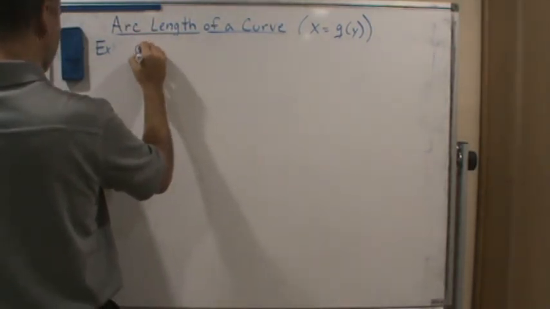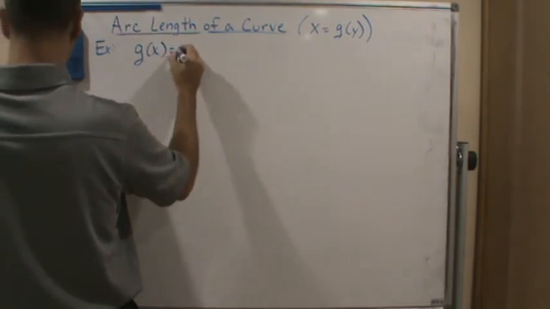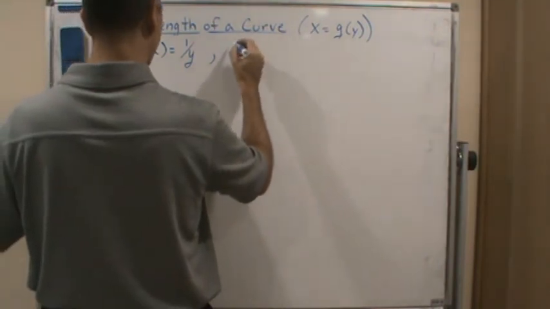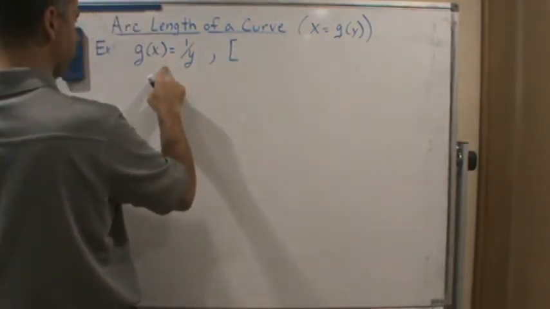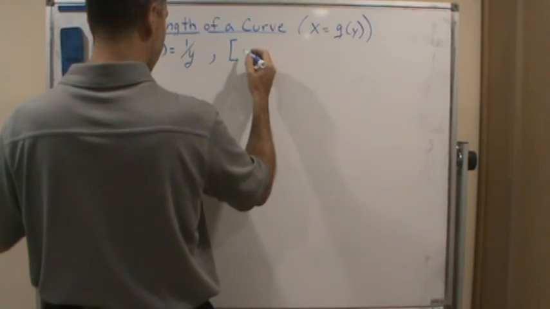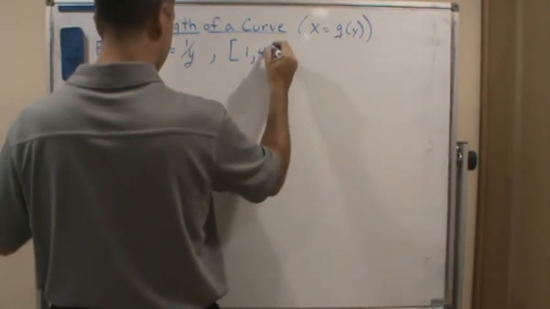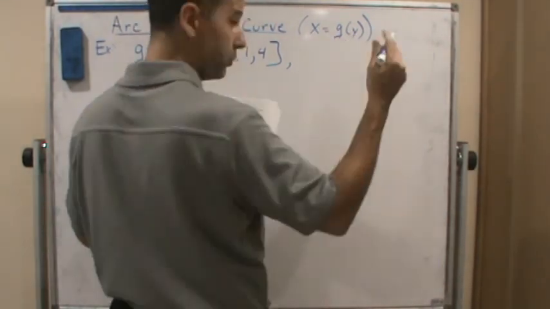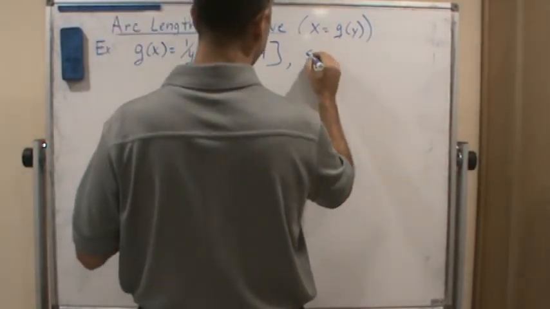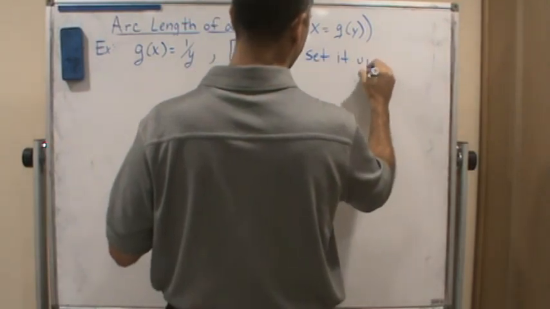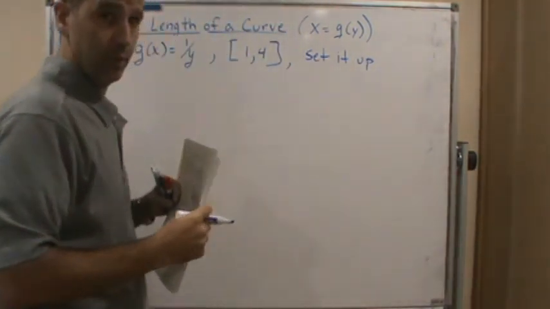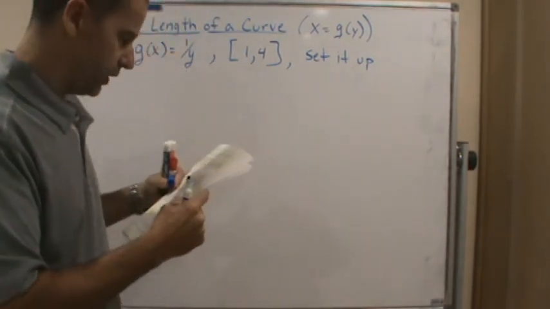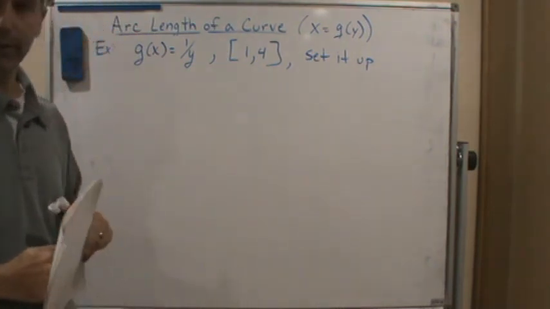So let's give you g of y is equal to 1 over y. We want the arc length of the graph of this function over the interval from 1 to 4. And I want you to, if you do use a computer, just set it up. But if you do put it in your calculator, try it out and see what you get. Let me know if you have any questions.